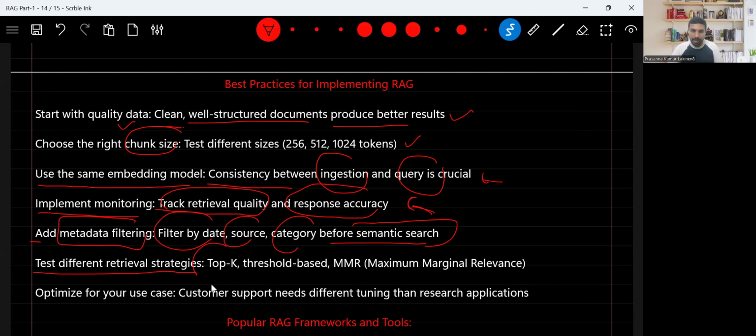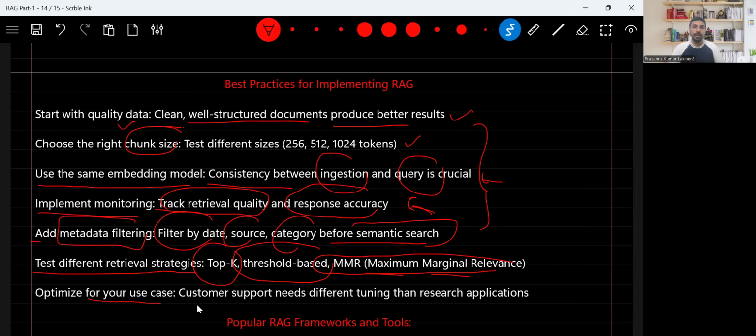Do you want top-K context queries? Or is there any threshold-based information? Or do you use maximum marginal relevance? These are the different strategies to get the context-related vectors from the vector database. So all these determine the quality of implementing RAG.